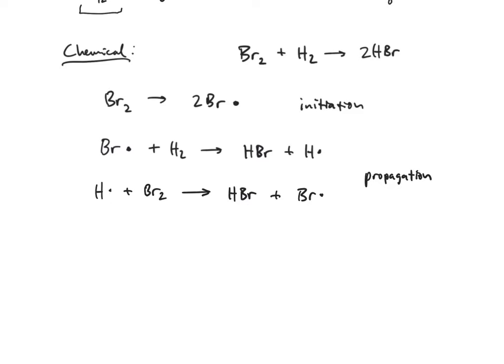So how does the reaction end? Well, one way that the reaction can end is for 2 bromine radicals to find each other, forming just Br2. And this is called termination. So as we can see, we've got different types of chain reactions. There can be, more famously, the nuclear chain reactions, but it's also possible for chain reactions to occur in chemical situations.